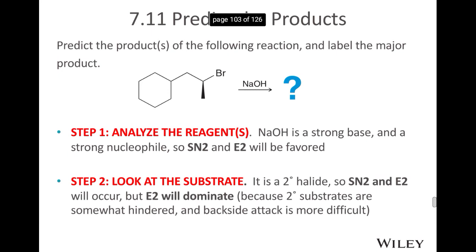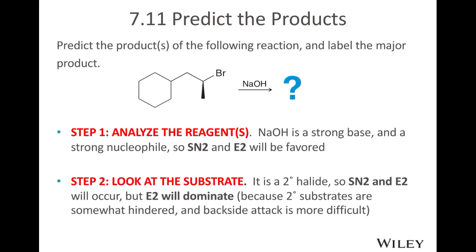It says, predict the products of the following reaction and label the major product. So step one, let's analyze the reagent. We have sodium hydroxide. Sodium hydroxide is a strong base and it's a strong nucleophile, so that means it could participate in SN2 and E2 mechanisms.